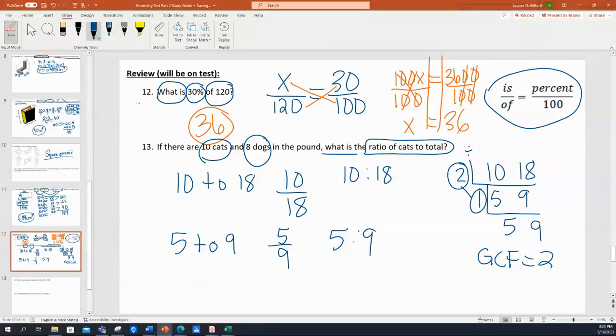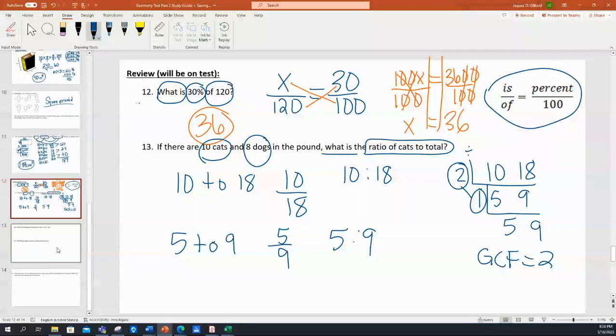So it just depends. Now you can write your expression. I'm sorry, you can write your ratio any way you want, but just remember that on the test, the options they give you may be different. Okay, so just always look for one of these options and make sure you simplify them by the GCF.